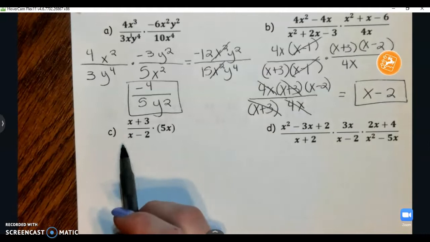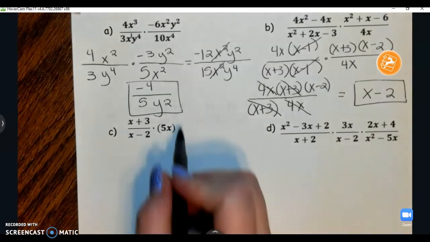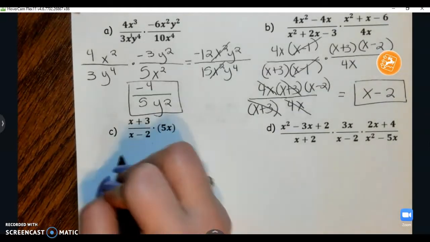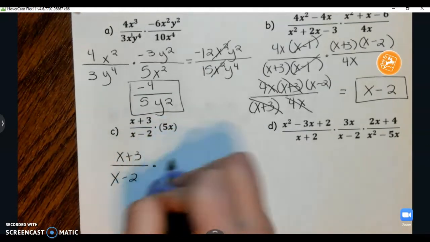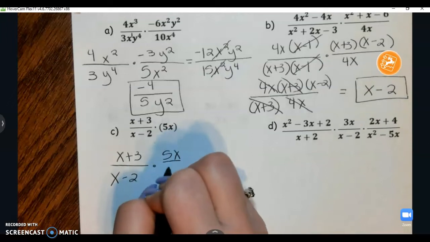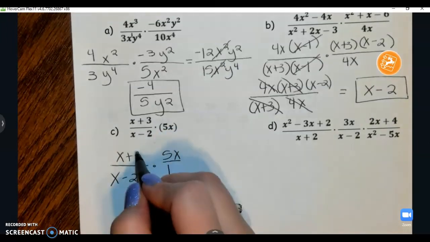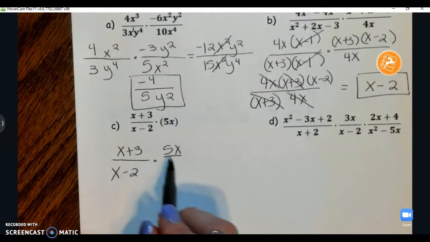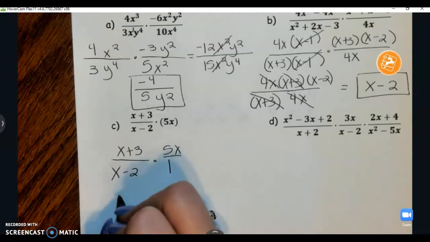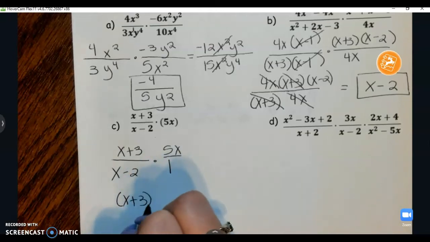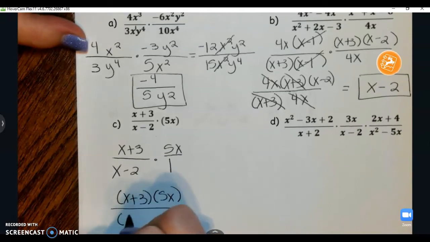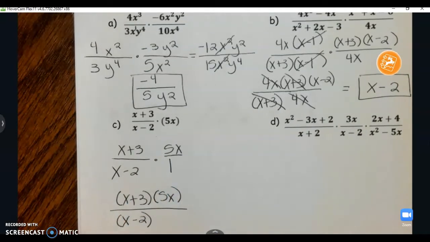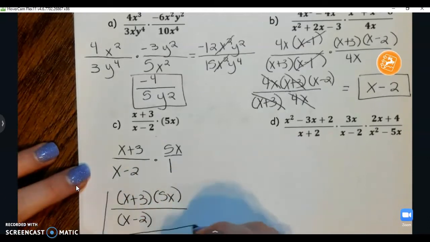X plus 3 over x minus 2 times 5x. Remember, if it doesn't have a denominator, we can assume that it is 1. So this is times 5x over 1. I have nothing that I can simplify in either of these terms, so we're just going to multiply it across the top and multiply across the bottom. And there is nothing we can simplify. This is the final expression.